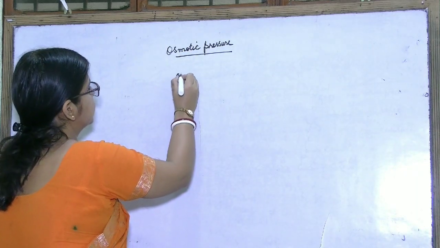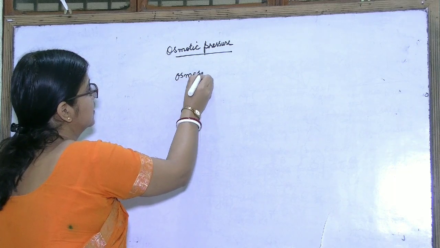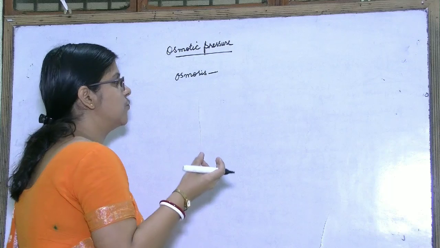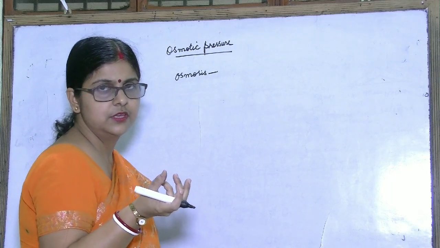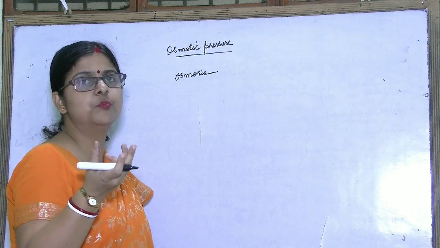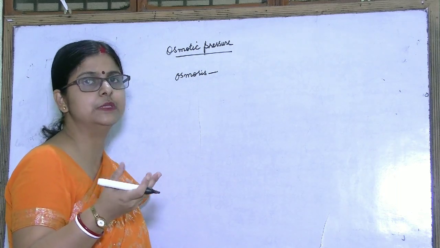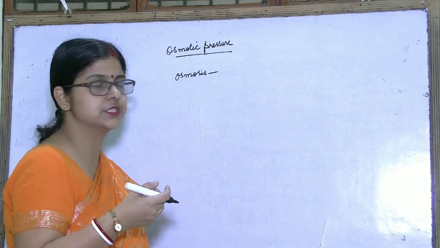Now we can take up an example of osmosis. If you keep raisins in water, they swell up. Dead bodies in a river or pond swell up. Those are all examples of osmosis.